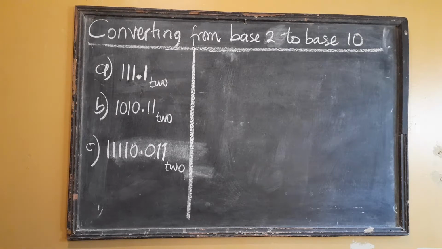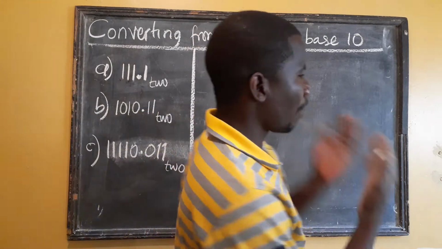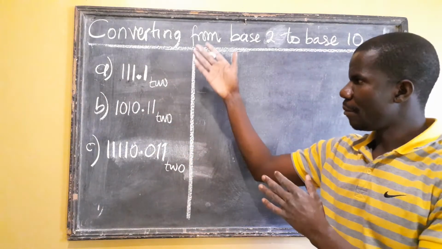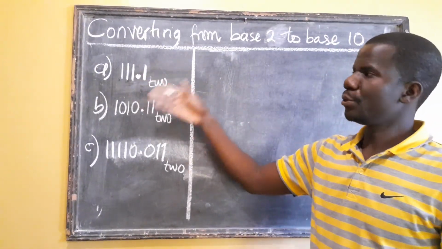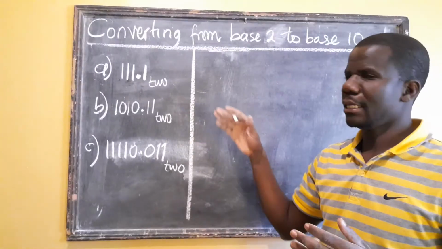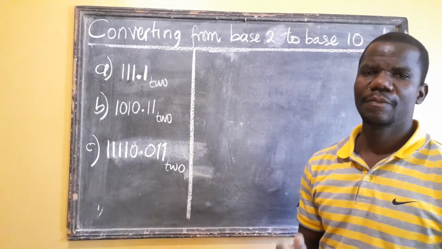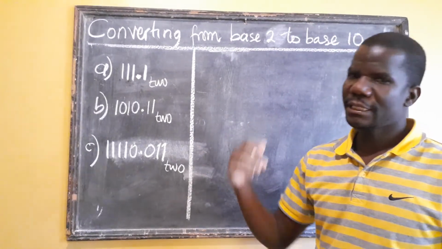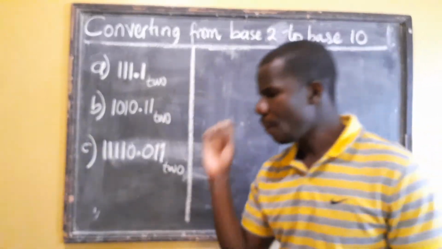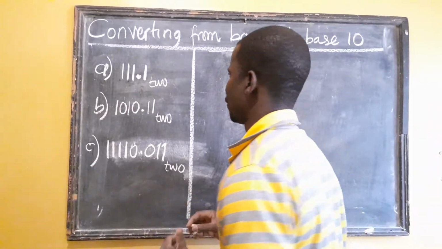Okay, welcome to this lesson where we want to look at how to convert numbers from base 2 to numbers that are in base 10 and they have a decimal point. So that is what we want to look at. So we are dealing with numbers that are in base 2. So what are we supposed to do?